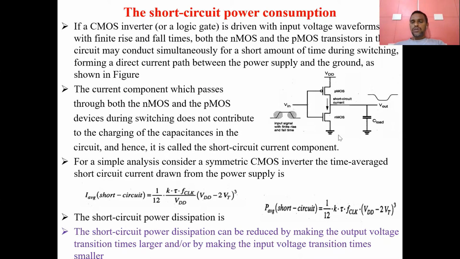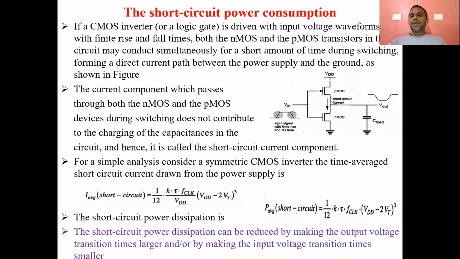and the ground. At the same time, instead of charging the load capacitance, more current flows between the power rails. The power rails here mean VDD and VSS. This is called short circuiting of VDD and ground. Because of that, the current goes from VDD to the ground. That is called the short circuit power consumption.